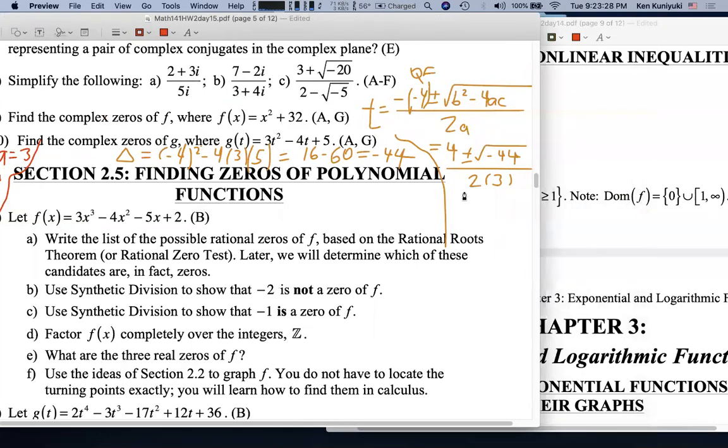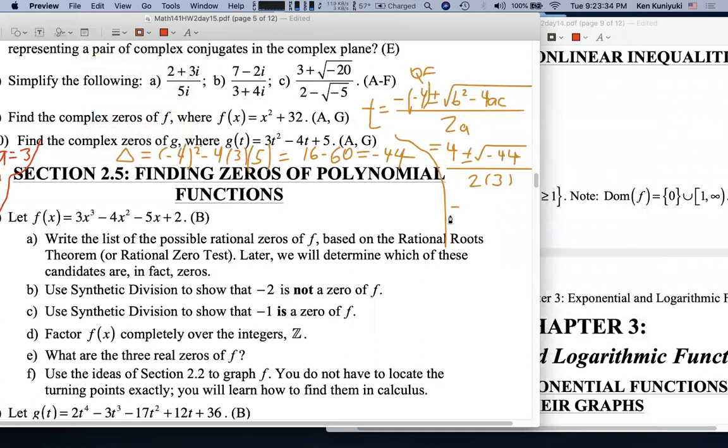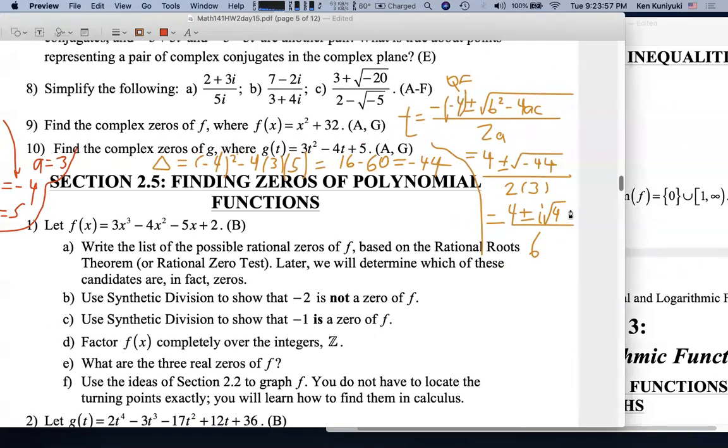So anyway, how do you simplify this thing? This is where you might have gotten tripped up. Equals, all right, now on the bottom you have 6. That's okay. 4 plus or minus. Okay, now first of all, let's deal with the fact that we have a negative radicand in here. I'm going to write this as i root 44. The principal square root of negative 44 is i root 44.